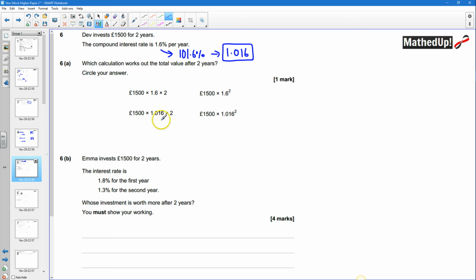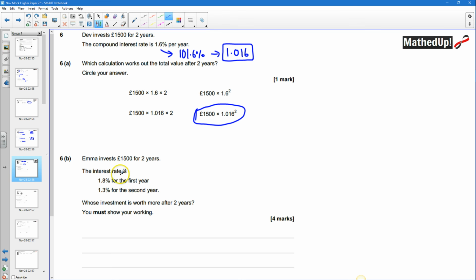Okay, so I know that I'm looking at one of these two over here. So if he invested £1,500 for 1 year, I would times it by 1.016. For the second year, I would have to times it by 1.016 again. So that's going to be this one here. 1,500 times by 1.016 times by 1.016, or 1.016 squared.